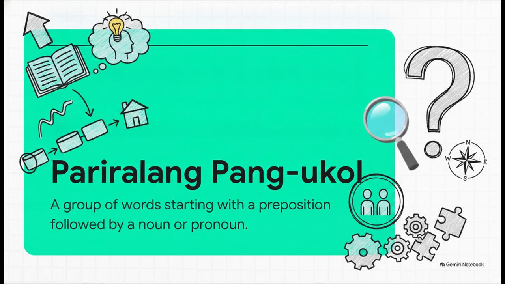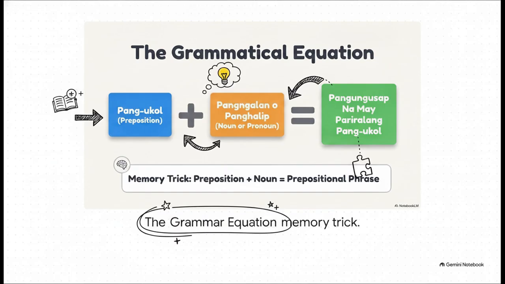So what is it? Well, it's simply a group of words starting with a preposition, which in Tagalog is a pang-ukol. That directional word is then immediately followed by a naming word, either a noun or pronoun, known as a pangalan or panghalip. Together, they give context to your sentence. To really make this stick for your exam, let's look at this grammatical equation. It's a great memory trick. Preposition plus noun equals prepositional phrase, or pang-ukol plus pangalan o panghalip equals Pariralang Pang-ukol.